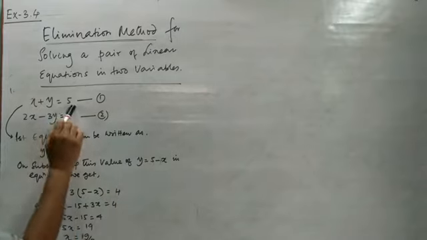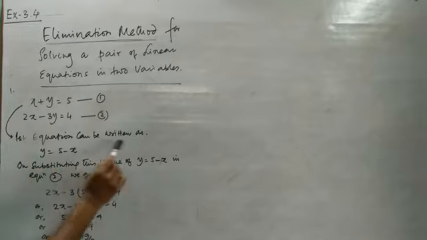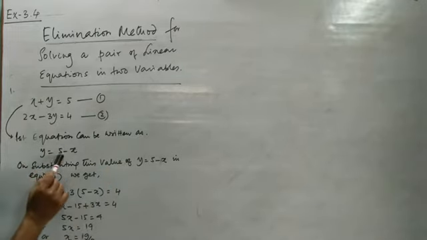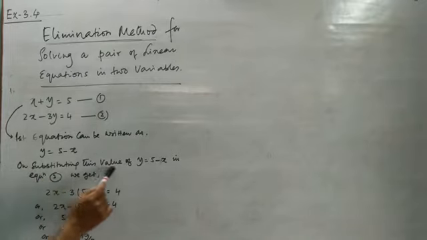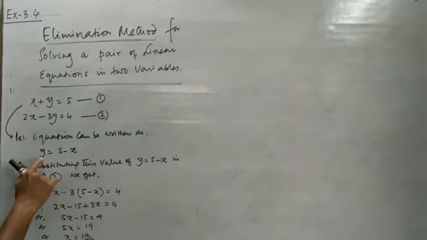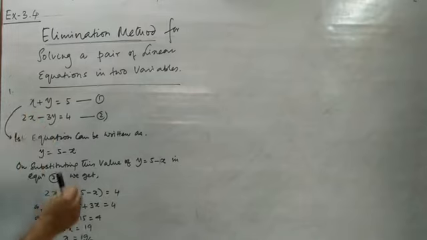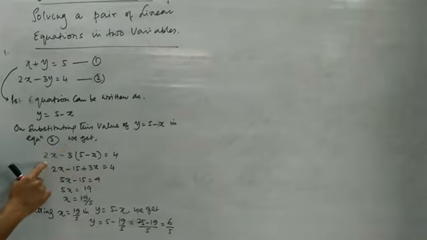x plus y is equal to 5 and 2x minus 3y is equal to 4. The first equation can be written as y is equal to 5 minus x. What have we done? We have expressed y in terms of x in the first equation. So we have got the value of y is equal to 5 minus x from equation 1. Now we will substitute this value in equation number 2. So what are we finding? Equation number 2 becomes 2x minus 3 into (5 minus x) is equal to 4.